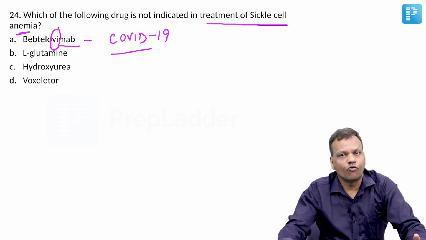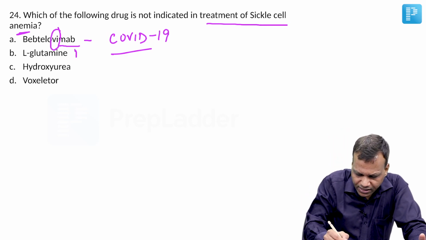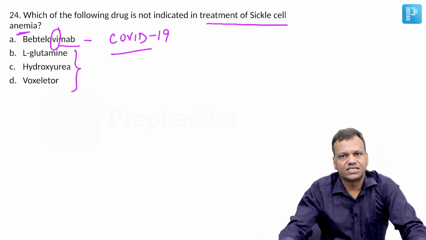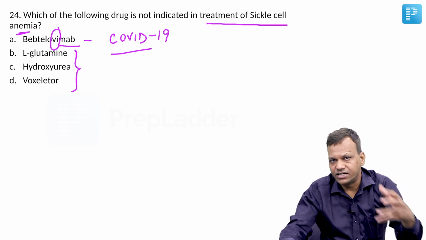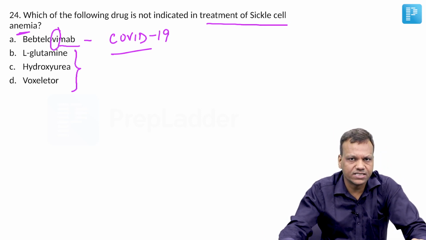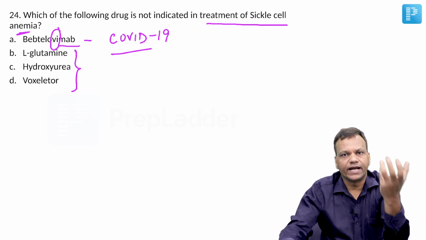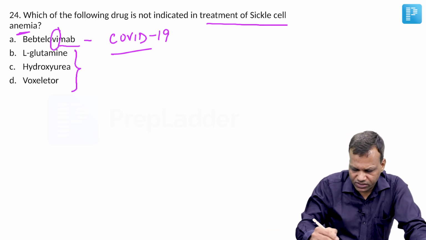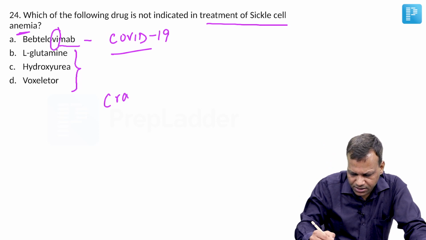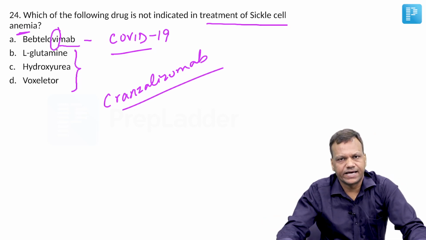So this is used in COVID-19, whereas the other 3 drugs are used in sickle cell anemia. They will decrease the risk of vaso-occlusive crisis in sickle cell anemia. Bebtelovimab is used in COVID-19. One more drug which is used in sickle cell anemia is crizanlizumab. This is a new drug for sickle cell anemia.